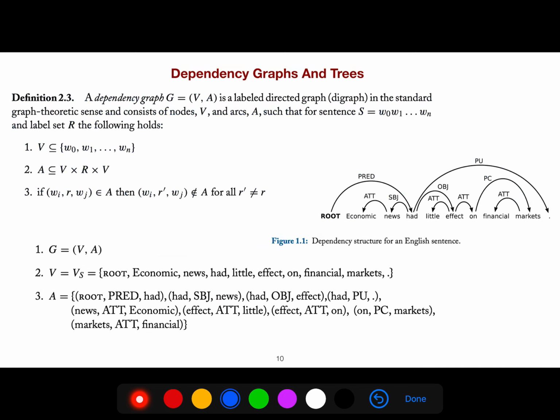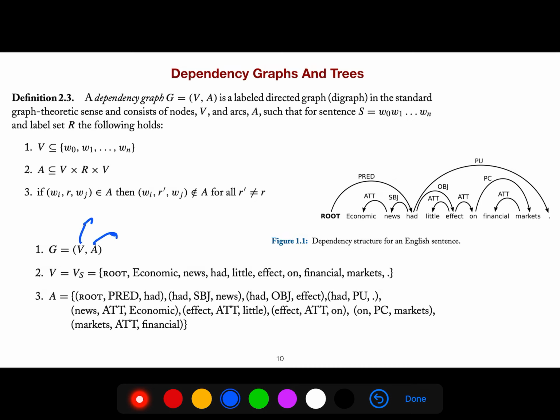So this is a directed graph. It's not undirected, so the direction is important. We have some nodes and some relations, and in directed graphs, we call them arcs. So A is the arcs, and V is the nodes.